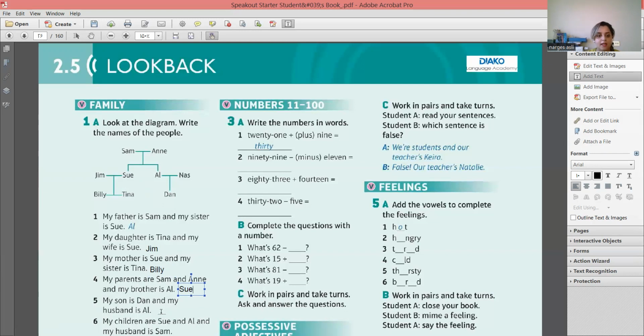My son is Dan and my husband is Al. My son is Dan, their son is Dan. My brother is Al. So this is Sue. Their son is Dan, her husband is Al. My children are Sue and Al, and John. And my husband is Sam. So this is Anne.